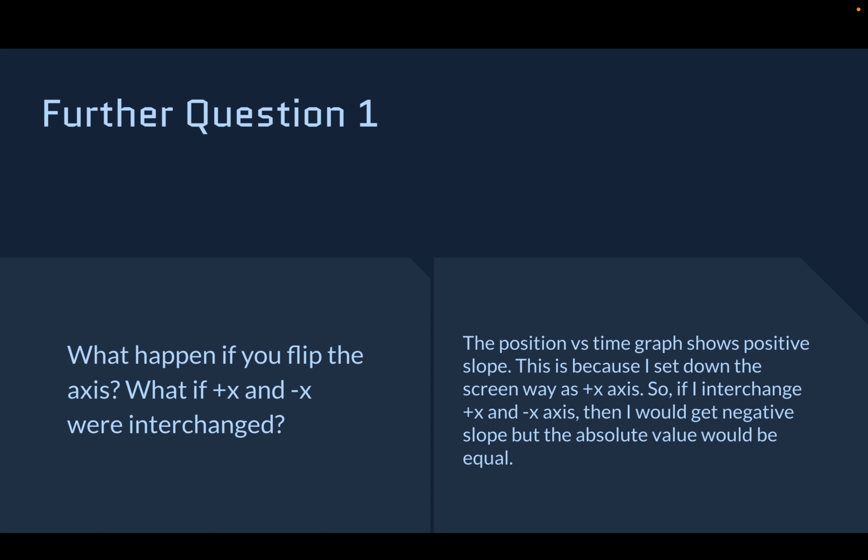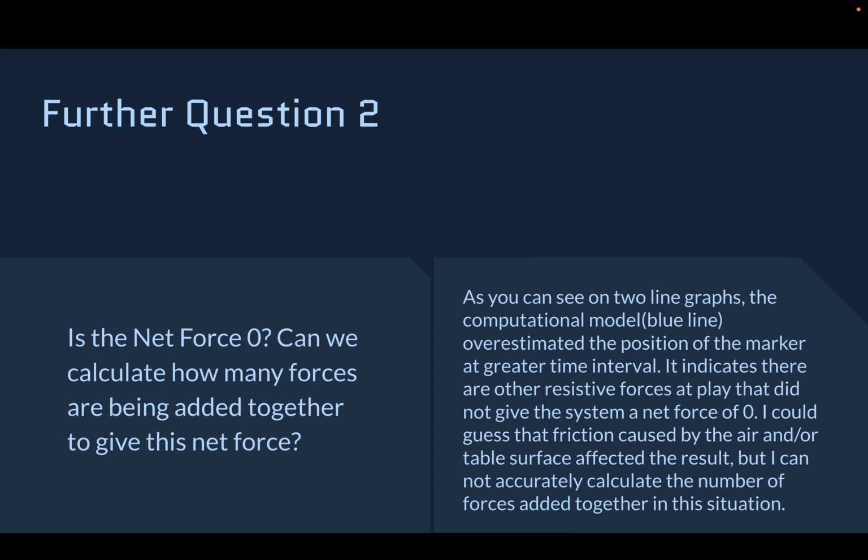What happens if you flip the axis? What if positive x and negative x were interchanged? The position versus time graph shows a positive slope. This is because I set the direction down the screen as the positive x-axis. So if I interchange positive x and negative x, then I would get a negative slope, but the absolute value would be equal. Is the net force 0?